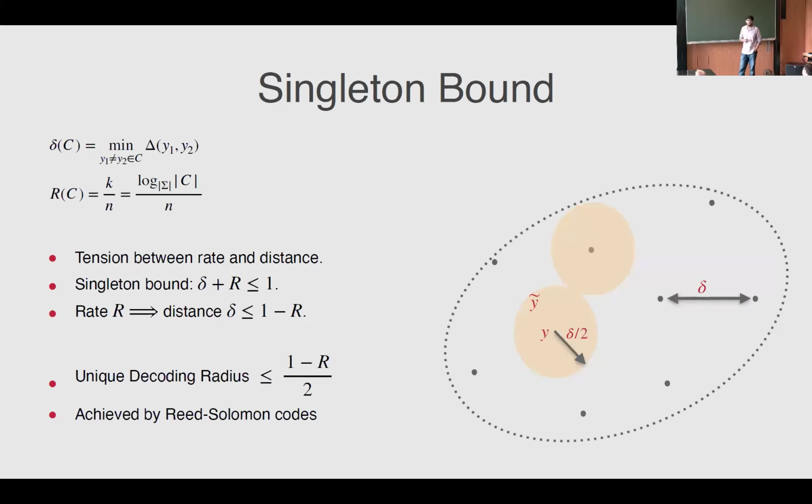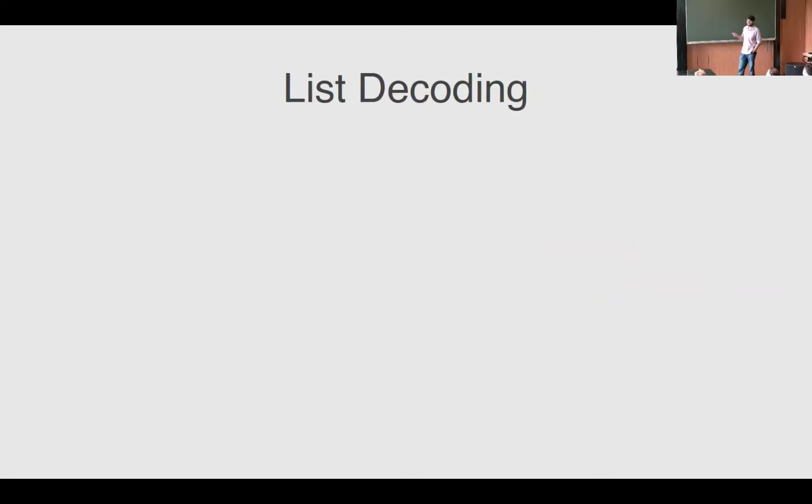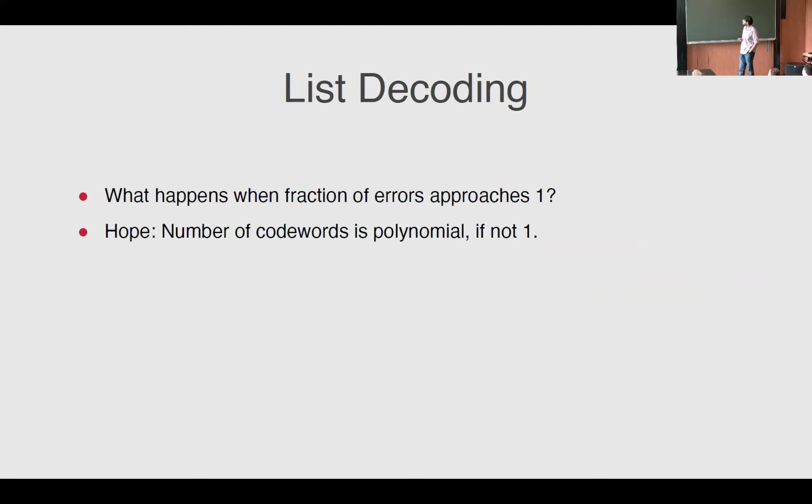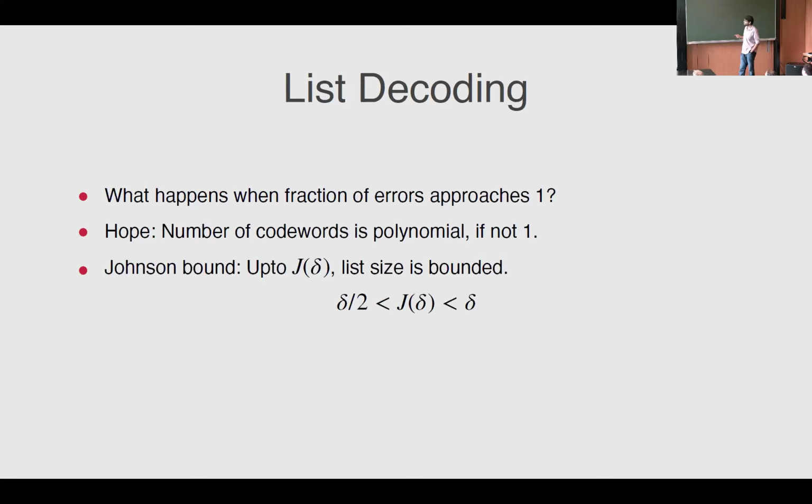The Singleton bound itself is an impossibility result. We saw Reed-Solomon codes in the last two talks, polynomial-based codes. But what we are interested in is list decoding when the fraction of error really goes beyond 50%. And the hope is that the number of code words is polynomial, if not 1. If there are too many code words, then it's probably hopeless to do any sort of error correction. And in some sense, this hope always comes true in the sense that there is always a threshold, between half the distance and the distance, up to which the list size is bounded.